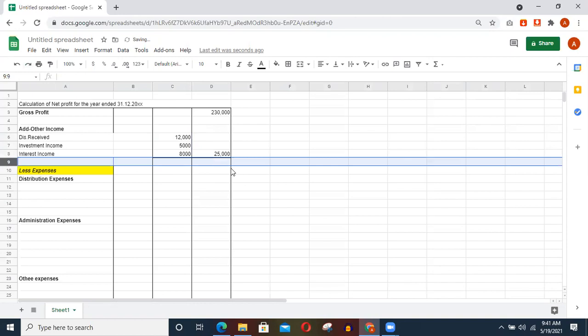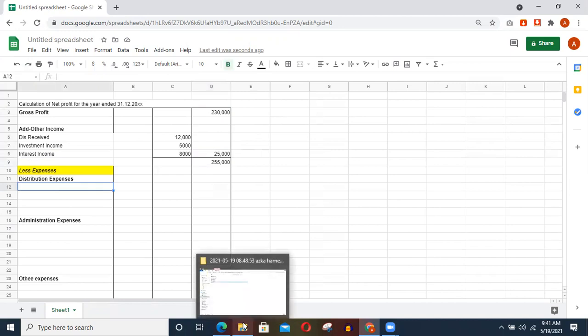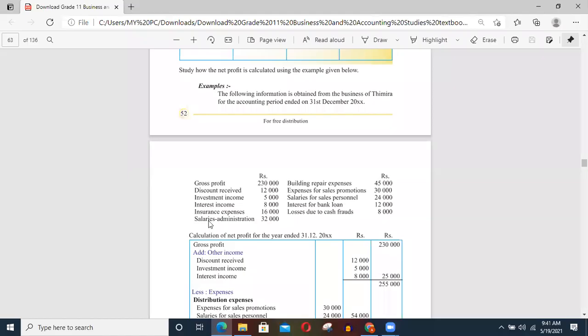so after mentioning that, what do you have to do next? You have to add 230,000 plus 25,000, which is gross profit plus other income, and that will give you 255,000, right? And now we are almost done with this. And remember, there is no description for this amount here. Okay. And now let's give a try on the distribution expense. Okay. Let me write it over here once again. Gross profit, all the incomes are done.